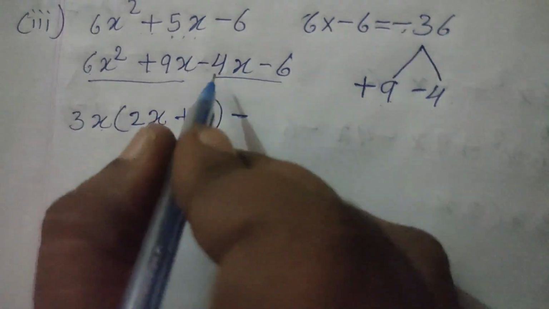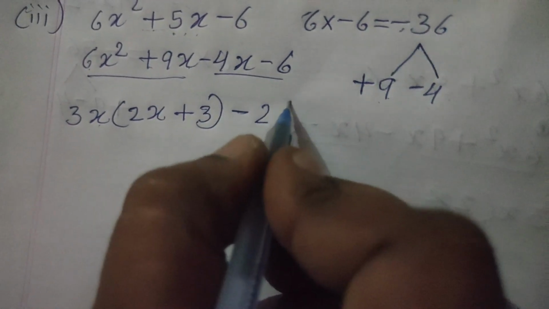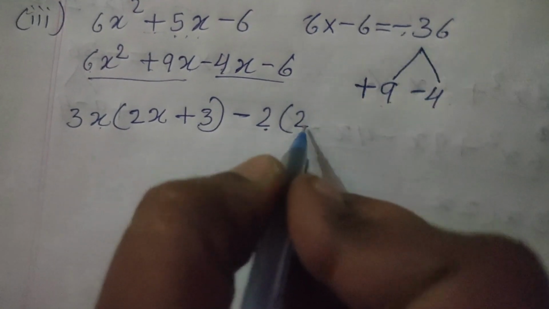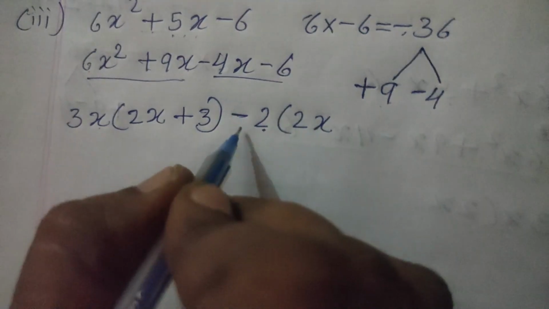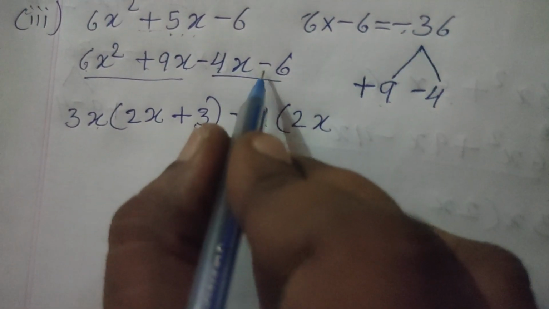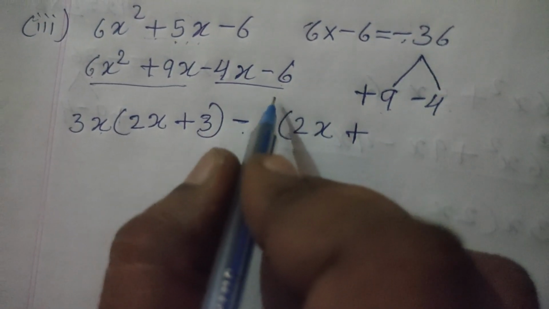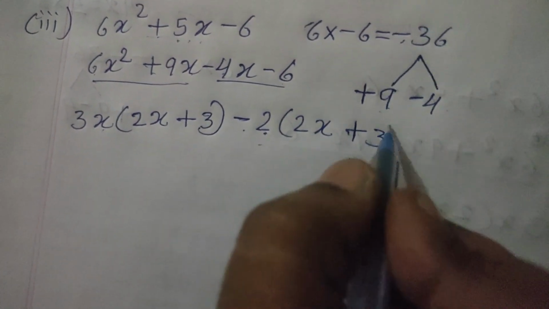4 and 6, what is the common factor here? 2. So what will be uncommon? 4 factor is 2 into 2. 2 is common, 2 will remain uncommon. Here minus sign we have taken common, so this sign will change, so it will become plus. Now 6 factor is 2 into 3. So 2 is common here, uncommon will be 3.